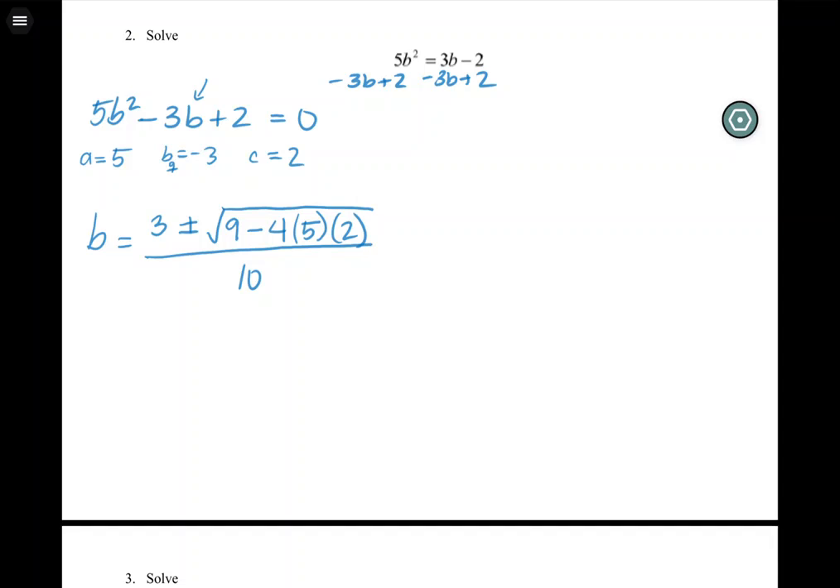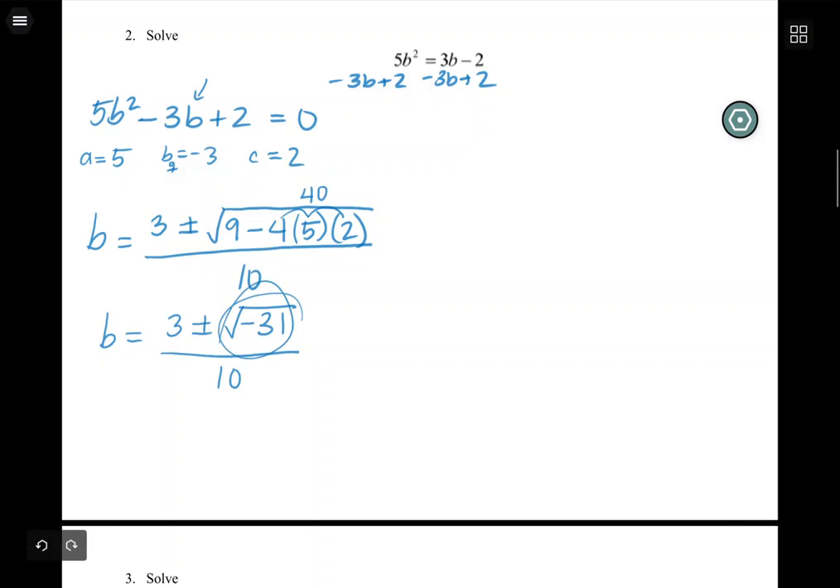Okay, so in the parentheses, 4 times 5 is 20, times 2 is 40. So we're going to get the variable b is equal to 3 plus or minus the square root of 9 minus 40, which is -31 over 10. So this is the quadratic formula telling us that there are no real solutions to our equation.